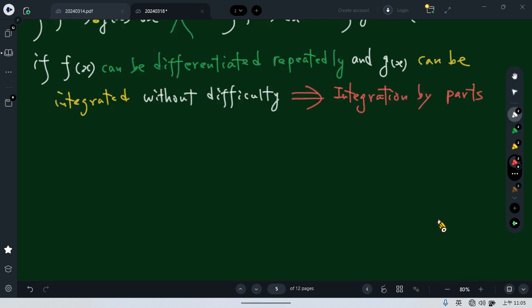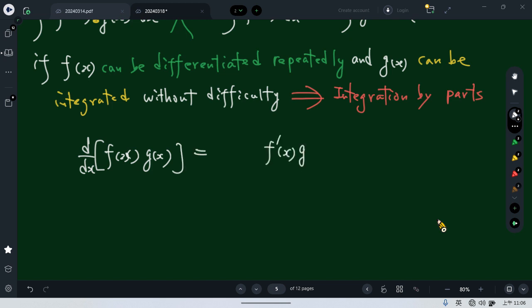So how can we get this? If you still remember, if we try to differentiate this one, we know it will be f prime x times g of x plus f of x times g prime of x, right? Last semester we learned this. When these two terms come together and we differentiate, the result is f prime x times g of x plus f of x times g prime x.